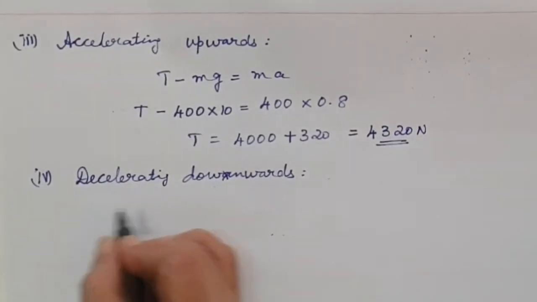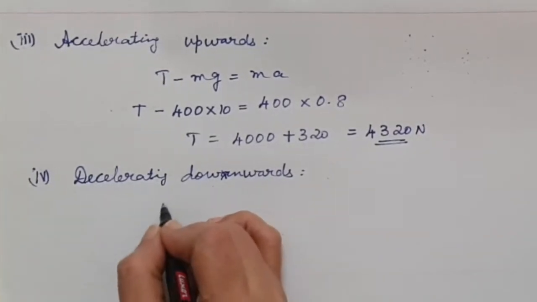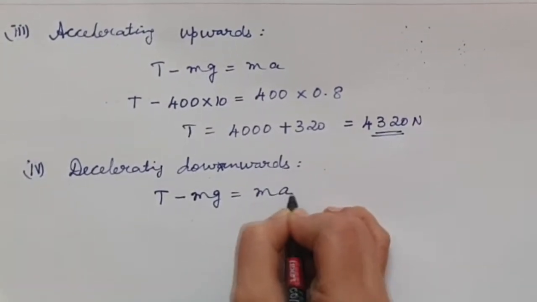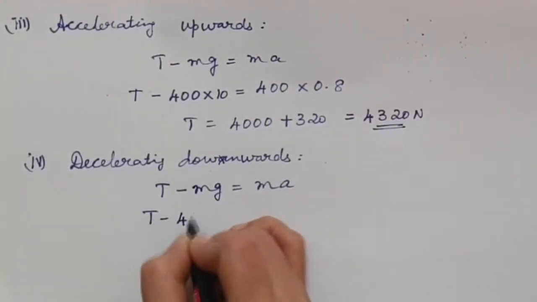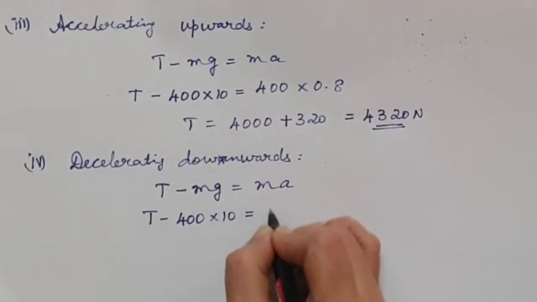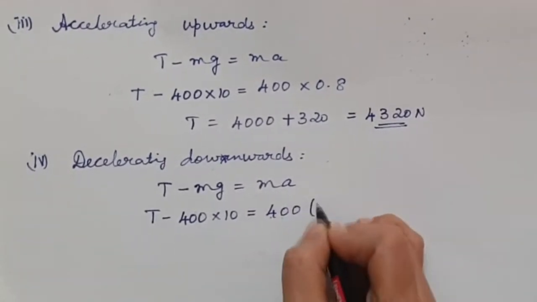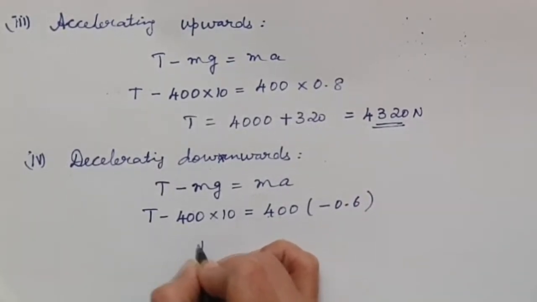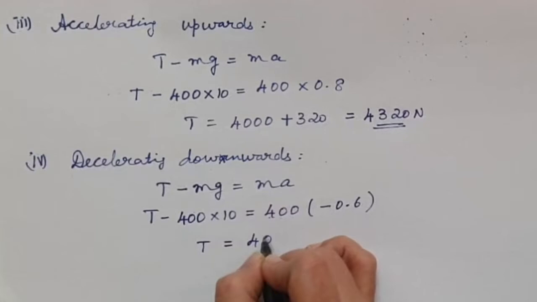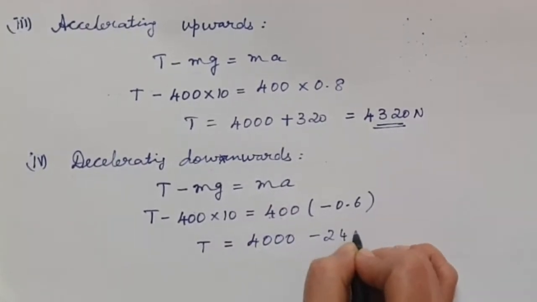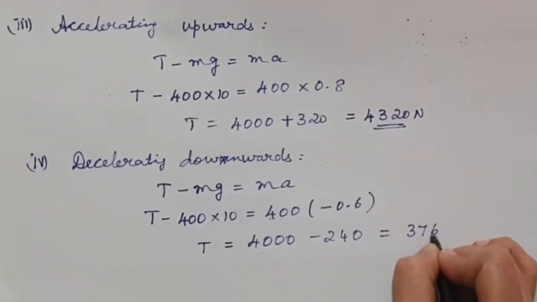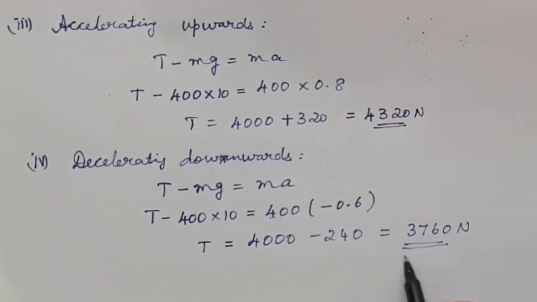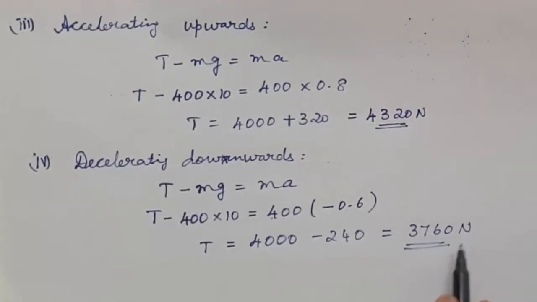Now the fourth part, accelerating downwards. So again, by Newton's second law, T minus mg will be equal to ma. T minus 400 into 10 will be equal to 400 into, since it is downward, minus 0.6. So T will be equal to 4000 minus 240. That will be 3760 Newton. Therefore, the tension in the cable in this case is 3760 Newton.